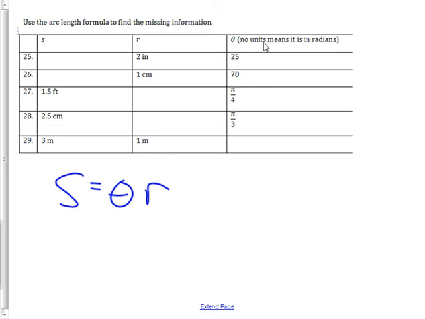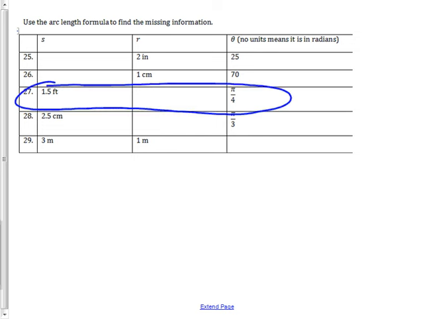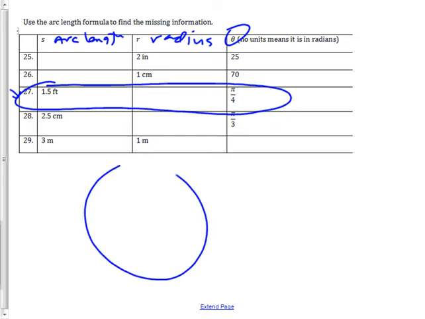So I'm actually going to start with number 27 to make sure you get this kind. Look at number 27 here. And I'm going to try to draw the picture. S is our arc length. R is our radius. And theta is the angle that we have. All right, so I can just picture this number 27 a lot better. You think of it in the context of a circle.